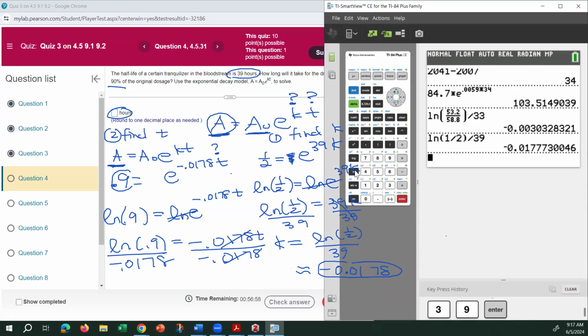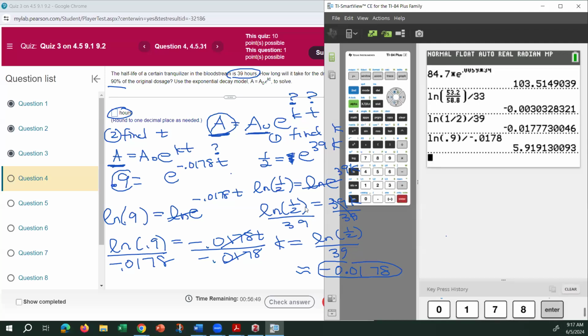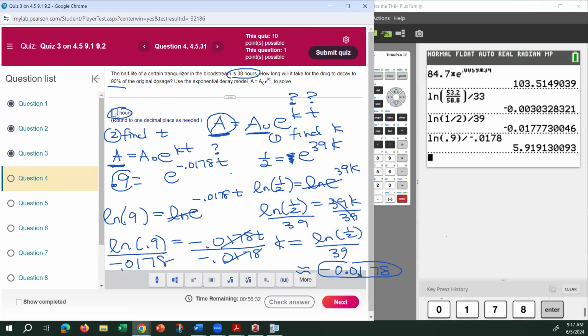So ln of 0.9 divided by negative 0.0178. And that's 5.9, rounded to 1 decimal place. So after 5.9 hours, it's going to reduce the original dosage, 100%, down to 90%. Let me put that in here. So rounding to 1 decimal place is 5.9.